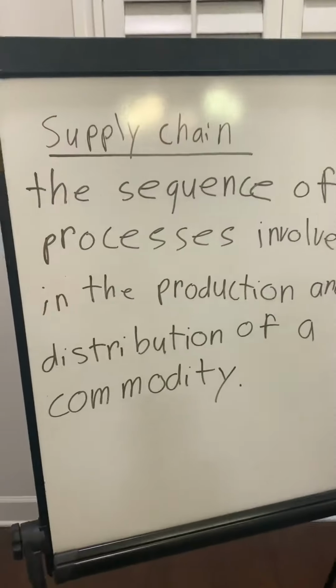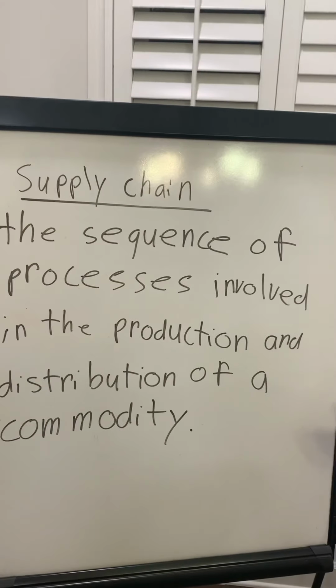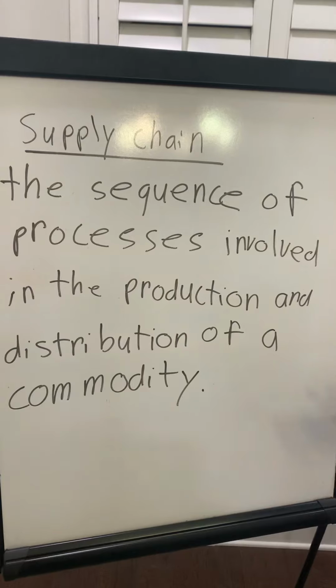Okay, so my topic is supply chain. The Google definition of supply chain is the sequence of processes involved in the production and distribution of a commodity. So basically, a commodity can be anything from eggs at a farmer's market to a complex thing such as a car. For the eggs, for example, it is just a farmer getting the eggs from the chicken and then putting them in a 12 packet container and then putting it on the shelf in a farmer's market for all of us to eat.